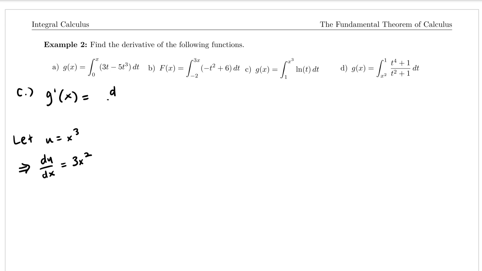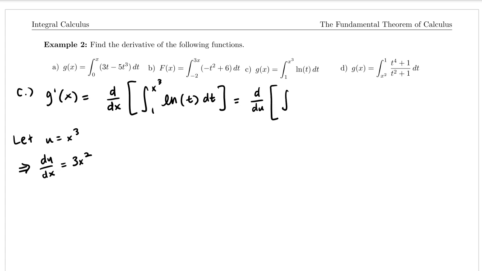So I want to take d dx, or the derivative with respect to x, of the definite integral from 1 to x cubed of the natural log of t dt. And that is, because of the chain rule, the same thing as the derivative with respect to u of the definite integral from 1 to u of the natural log of t dt. And then I just need to make sure that I multiply that by du dx.